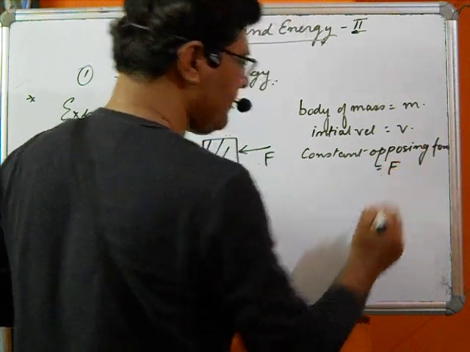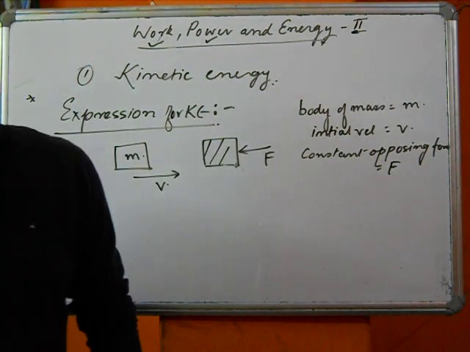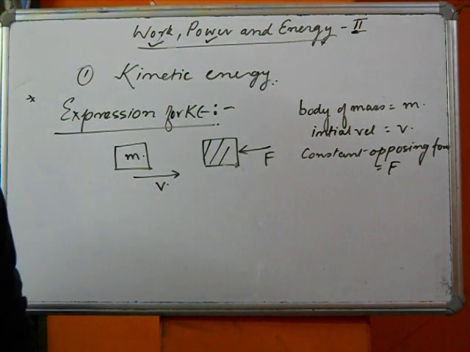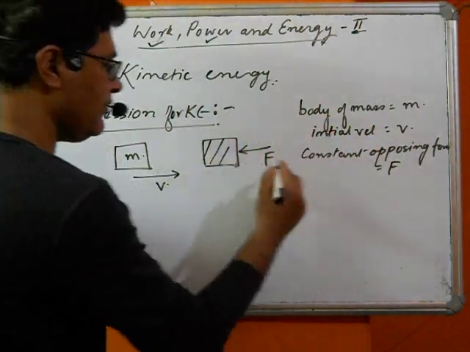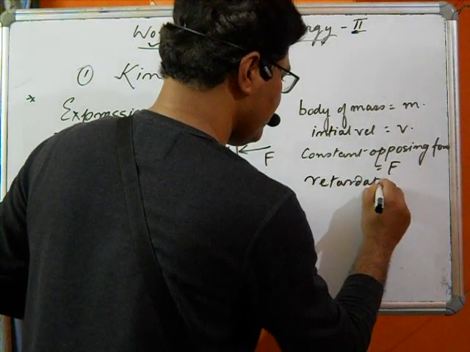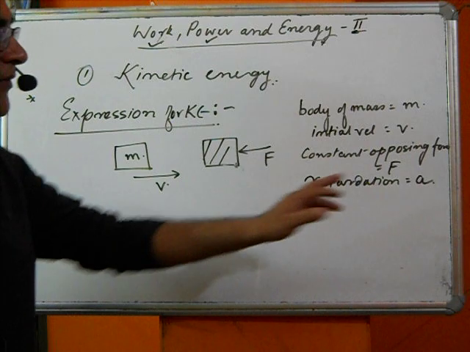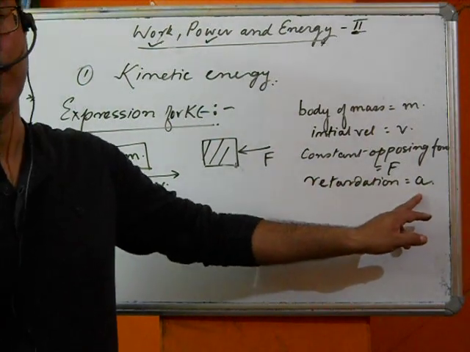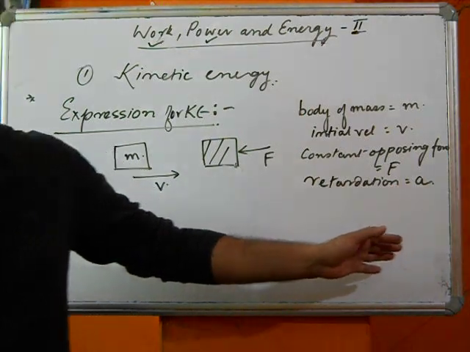Is if I applied a constant opposing force. Now let A be the uniform retardation produced in the body. So whenever I am applying a constant opposing force, there will be a retardation. Let it be A. We have considered this one as A. If you are saying this one in terms of retardation, it can be minus also.